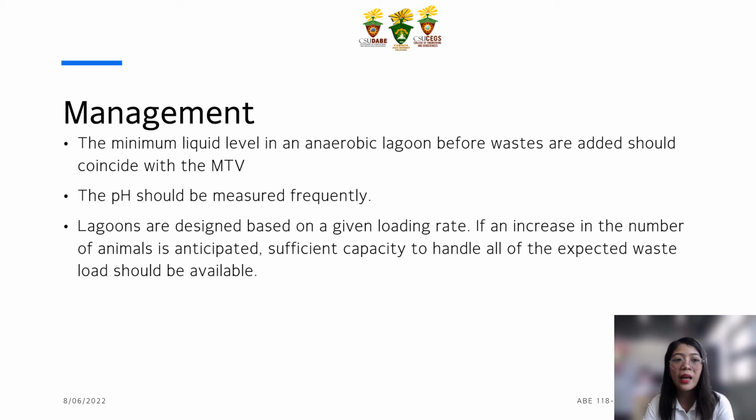Then add hydrated lime or lye if the pH is below 6.5, and add 1 pound per 1,000 square feet daily until the pH reaches 7. Lagoons are designed based on a given loading rate. If an increase in the number of animals is anticipated, sufficient capacity to handle all the expected waste load should be available.